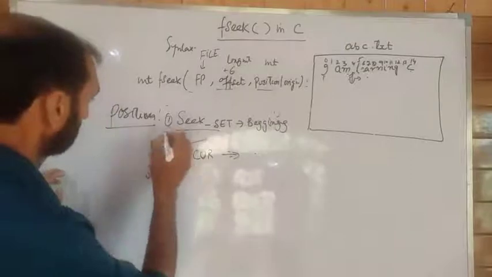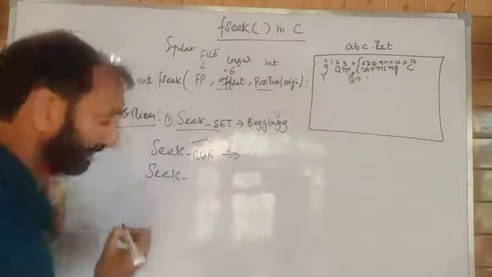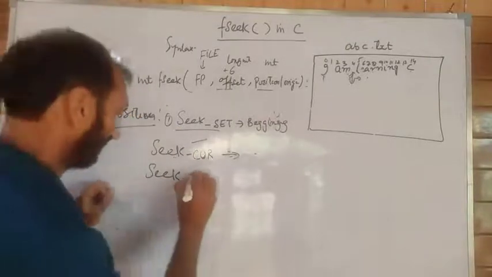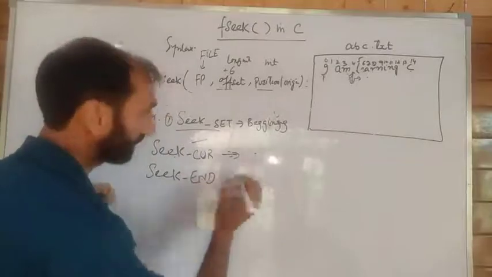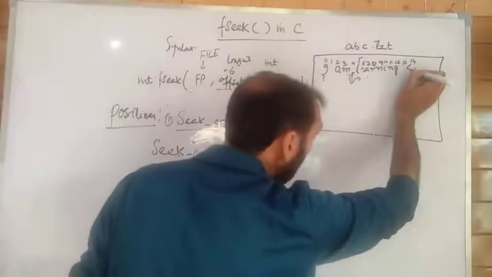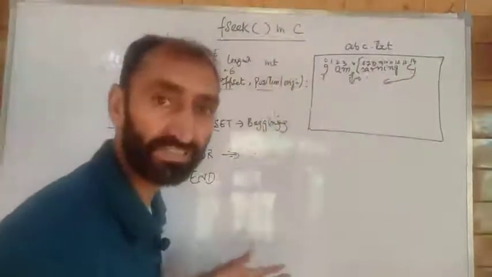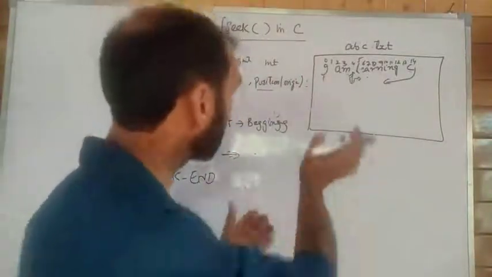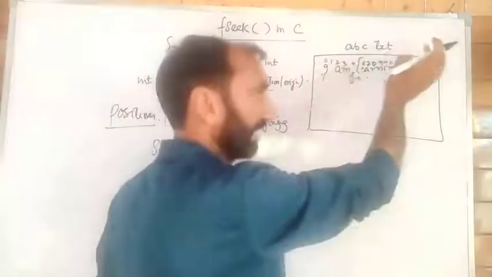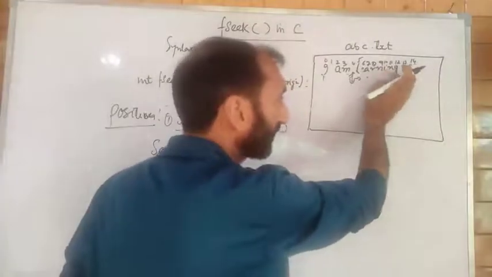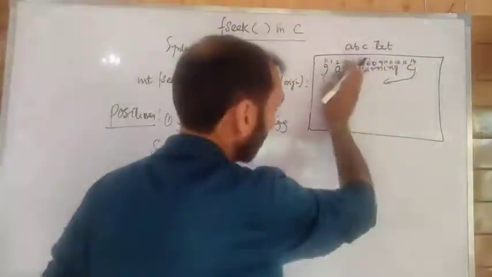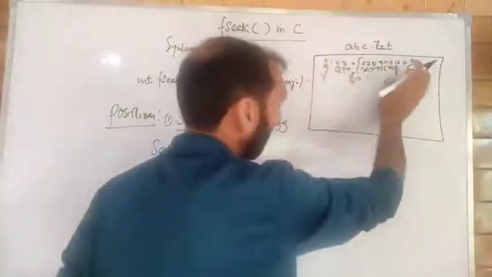SEEK_END. That means to move the cursor from the end. Because obviously there are only 3 possibilities. Either the cursor will be at the beginning, or the cursor will be at the end, or the cursor will be at any position in between the beginning and the end.